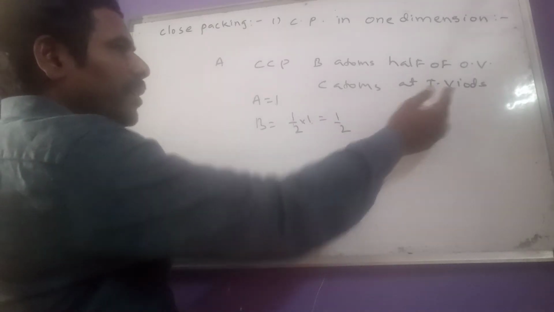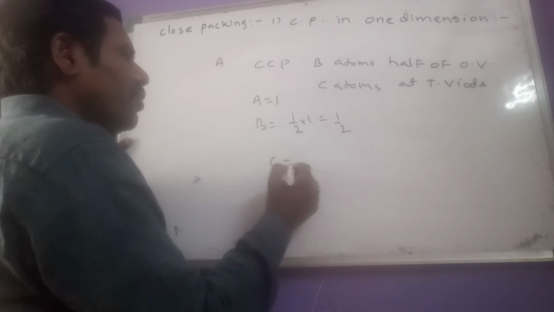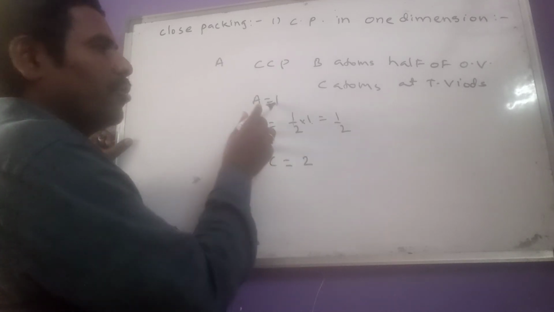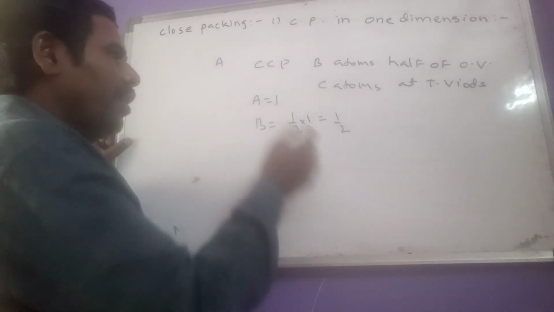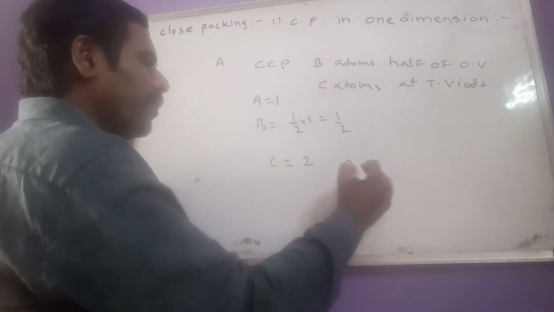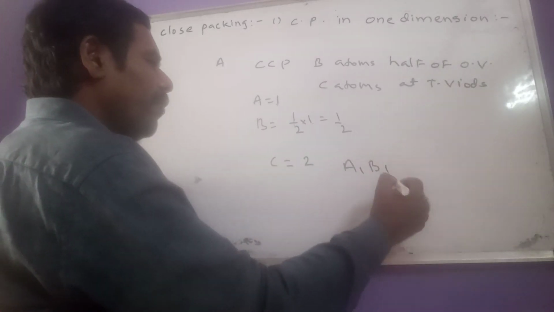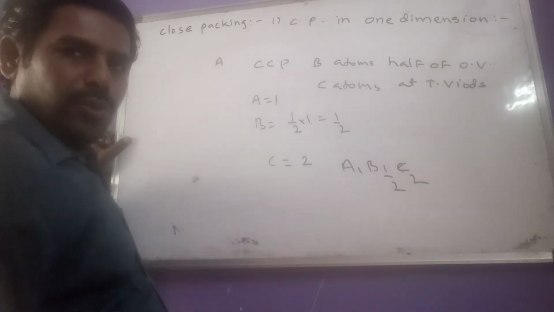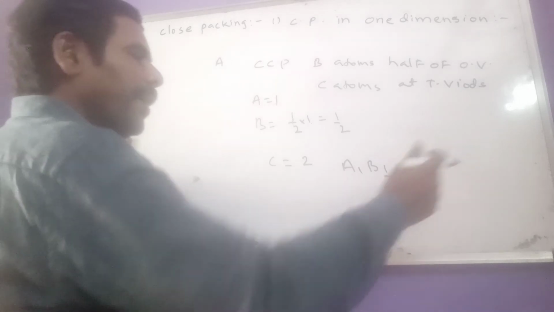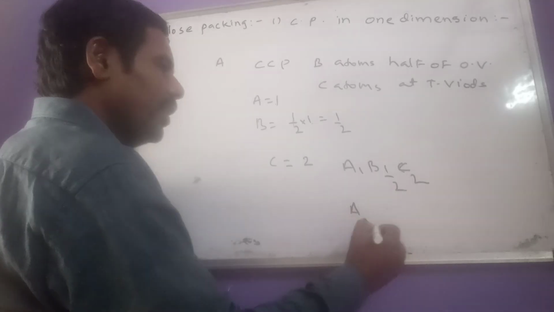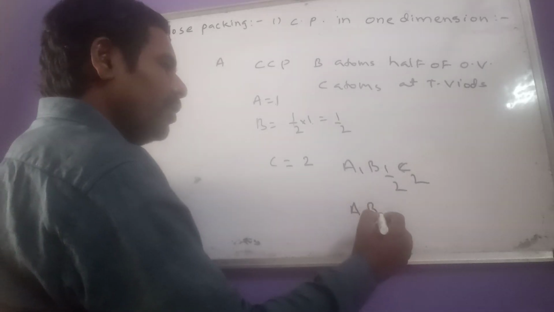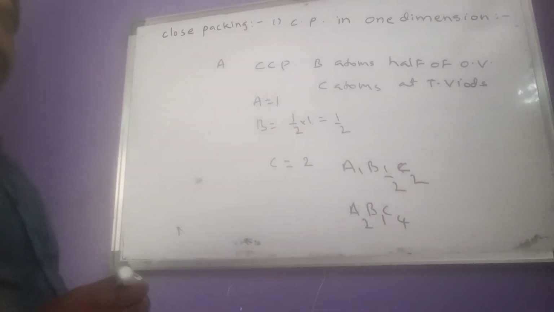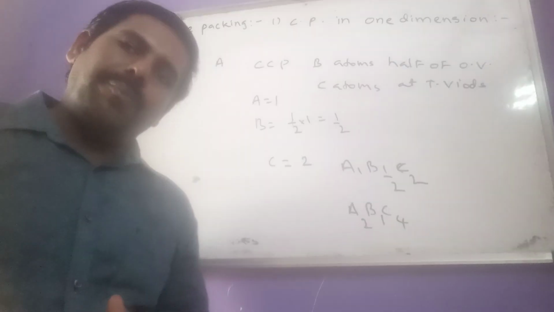C atoms are at tetrahedral voids. So tetrahedral voids means here how many? 2, because 2 into the number of atoms. Now what is the formula here? A1 B1 by 2 C2. So to convert this into a whole number ratio, multiply by 2. So we get A2 B1 C4. So this is the formula of that compound.